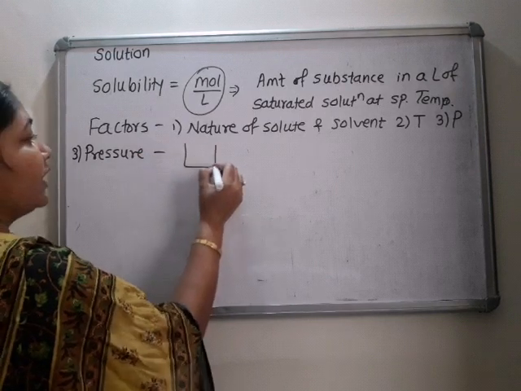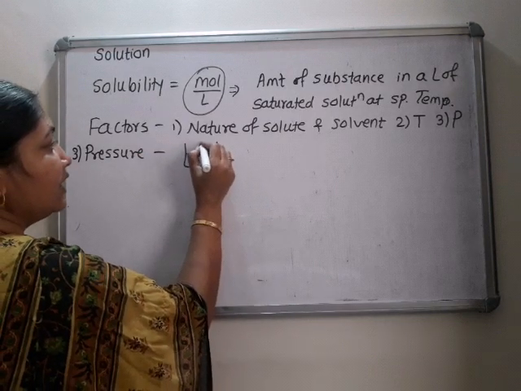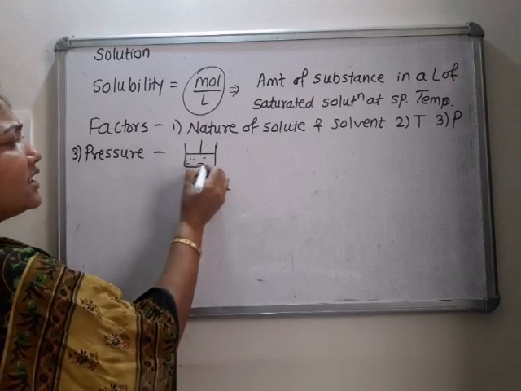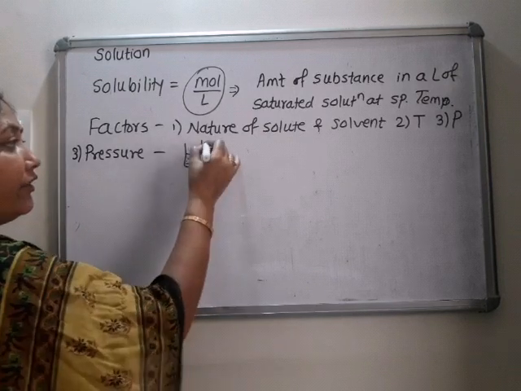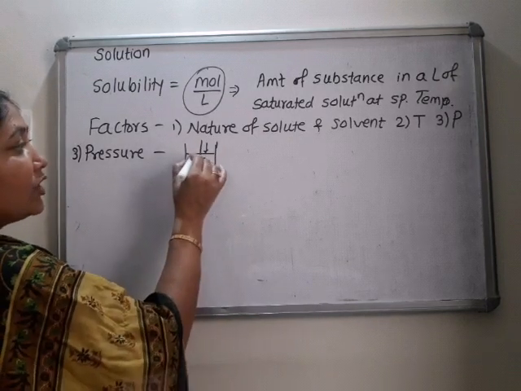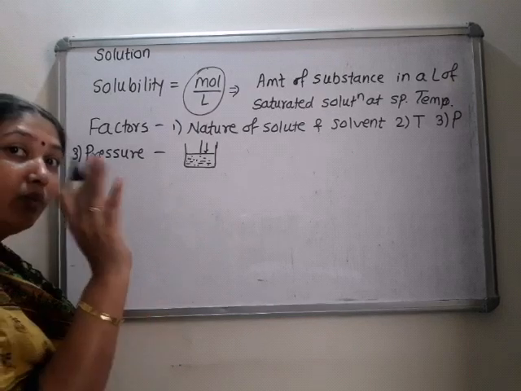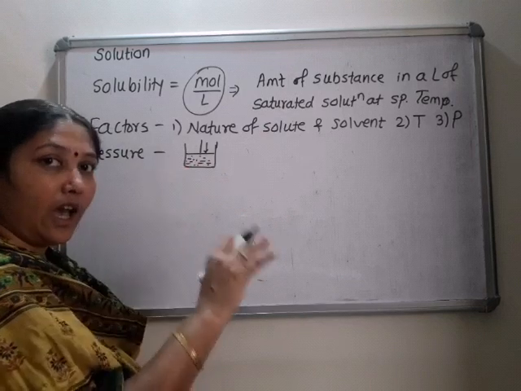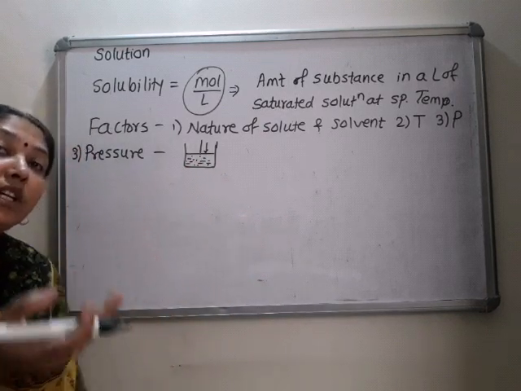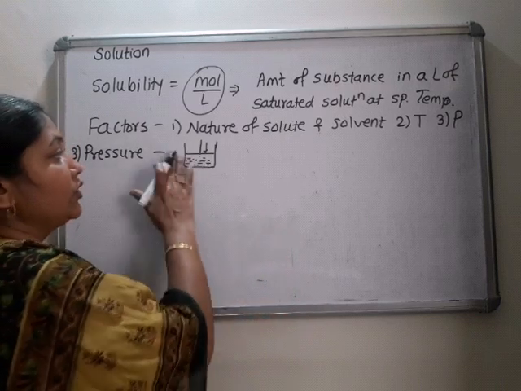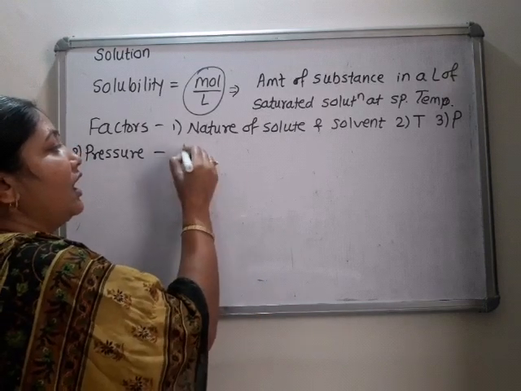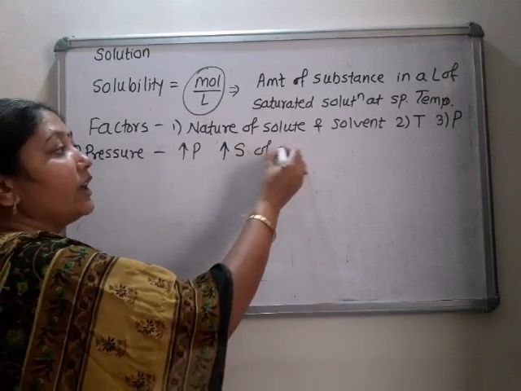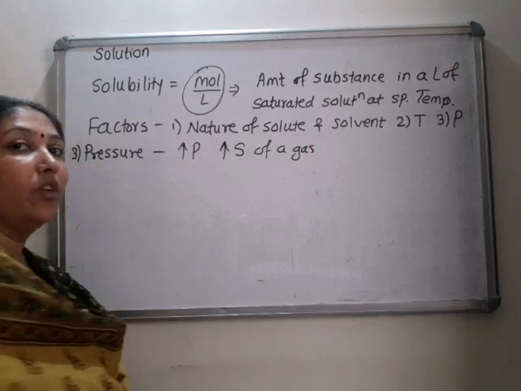Okay. See, this is one container. Here there is one piston, and pressure is applied on it. Gas is filled in this container and some water is also there. If we increase the pressure on it, the solubility of the gas in the solution will increase. Clear? So the higher the pressure on the gas, the more is its solubility in the given solvent.